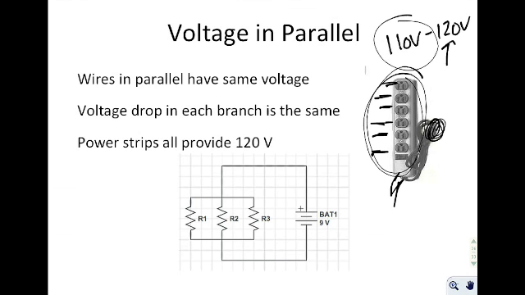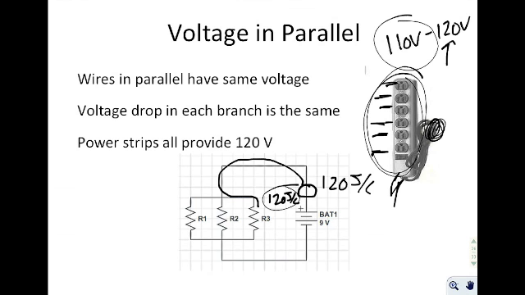Now if you think about voltage, voltage is the energy per charge. So if this one charge has 120 joules, it's the energy per charge, it doesn't matter where that charge goes, it's still going to have 120 joules per charge. Now that's a simplistic example, but it's showing you the idea that because of what voltage is, it is not going to change depending on which branch it takes.